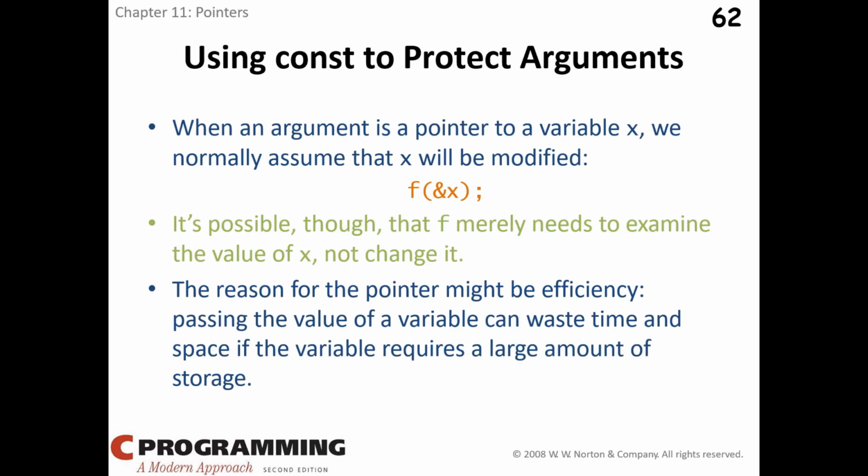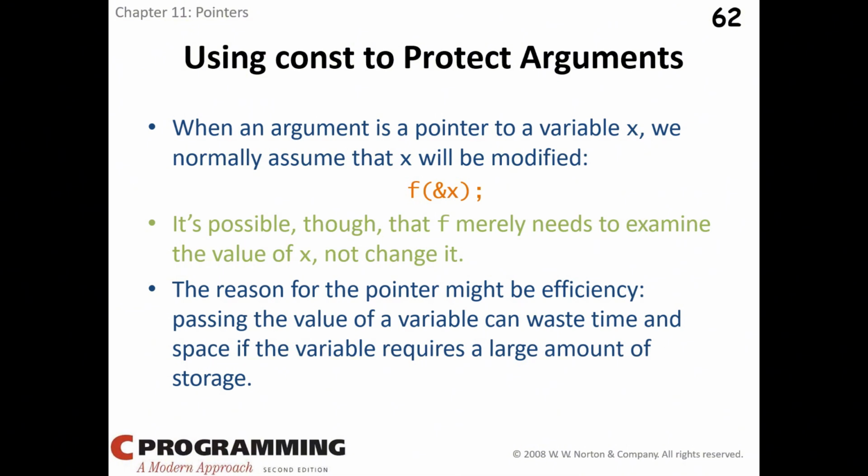Okay, next. In programming, when we pass an argument to a function, we typically assume that the function might modify the value of that argument. For instance, if we pass the address of a variable x to the function f, like this one in the slide, we expect that f might change the value of x.